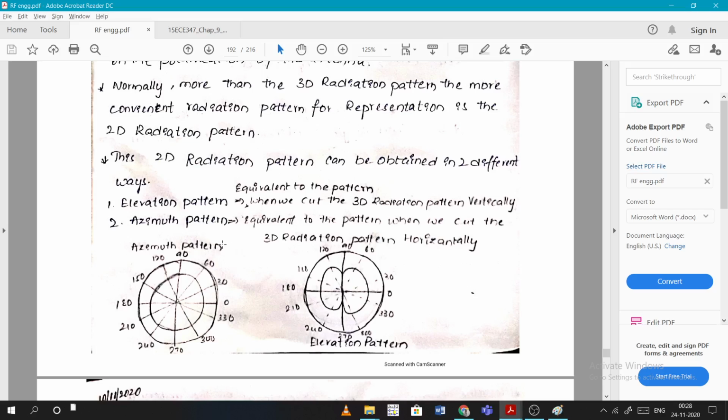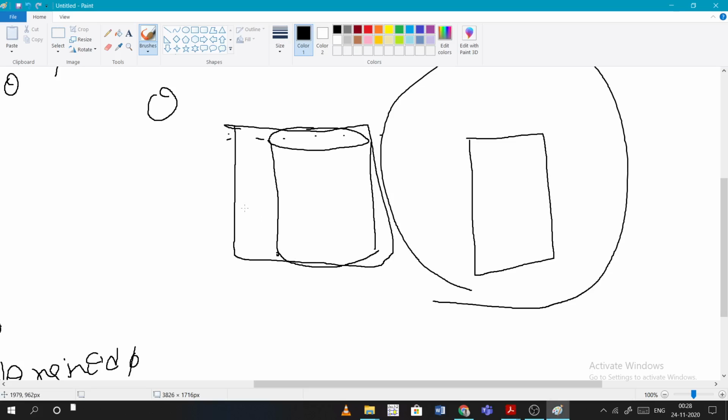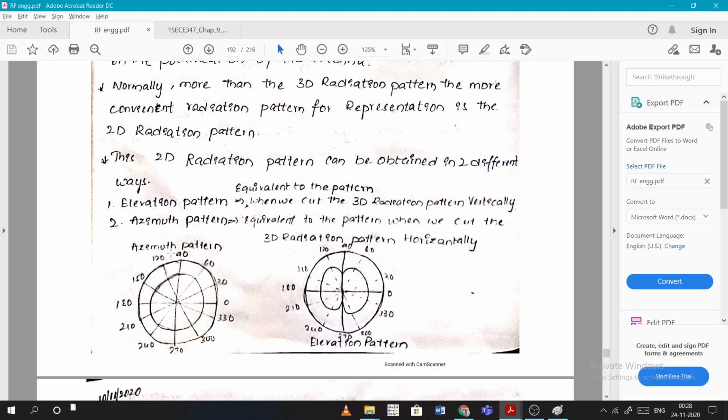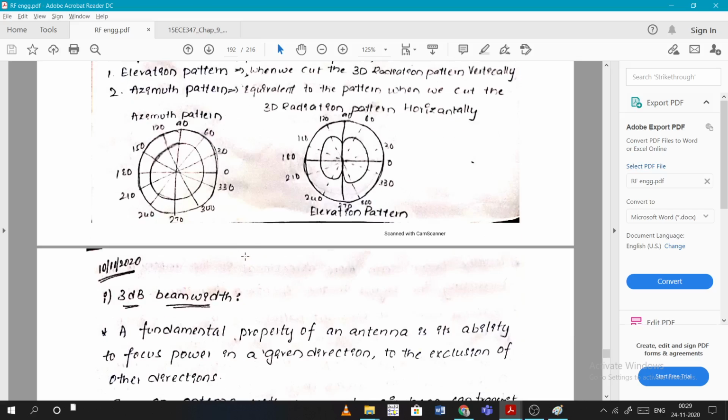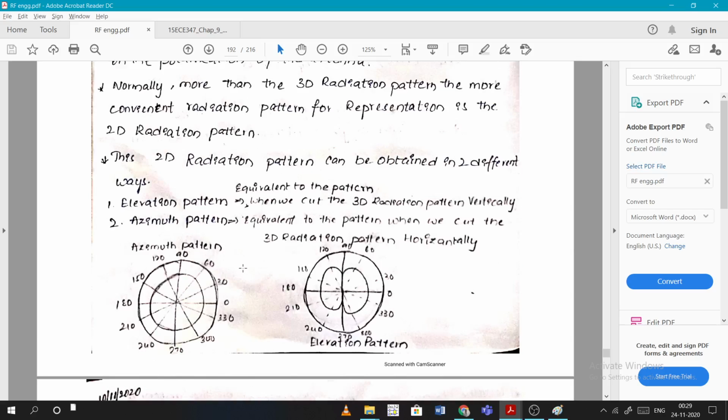Now the azimuth pattern, what is the azimuth pattern? When you cut this horizontally, when I cut a cylinder horizontally, and if I see from the top, it will be looking like a circle only, right. So that's what this is called, the azimuth pattern, okay. Now these are the two ways we study the radiation.